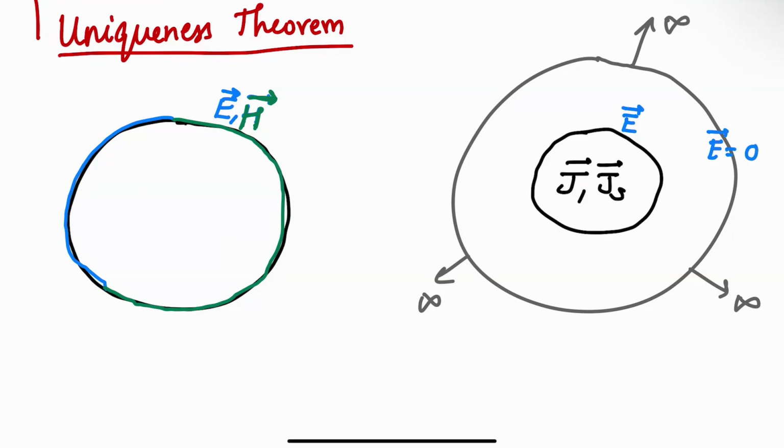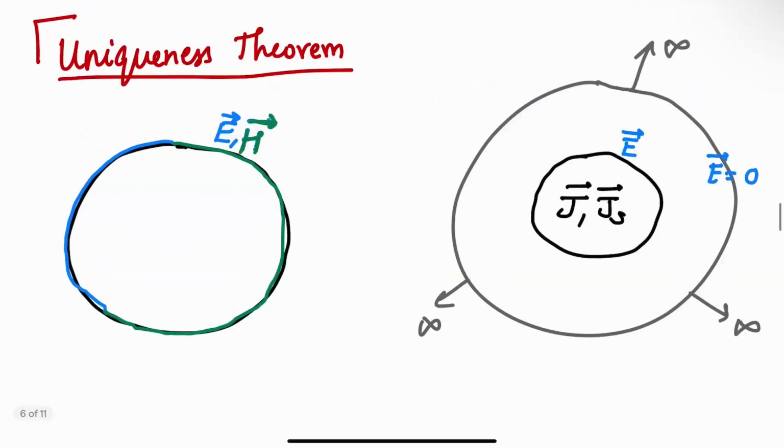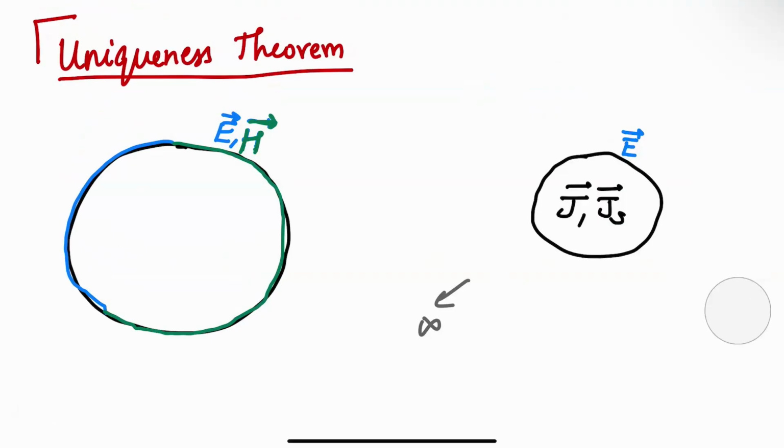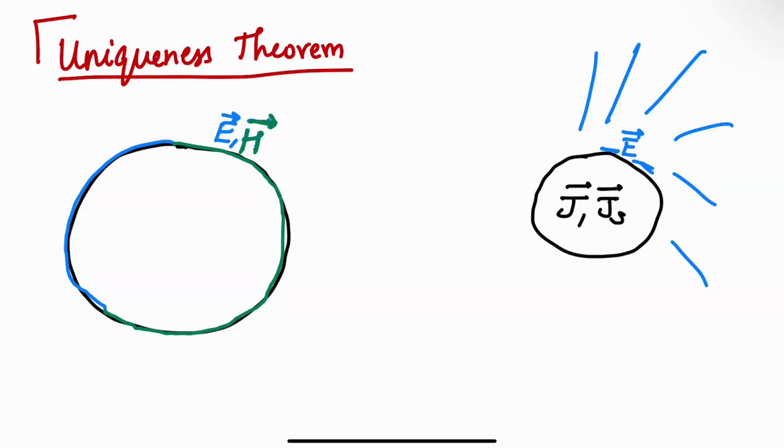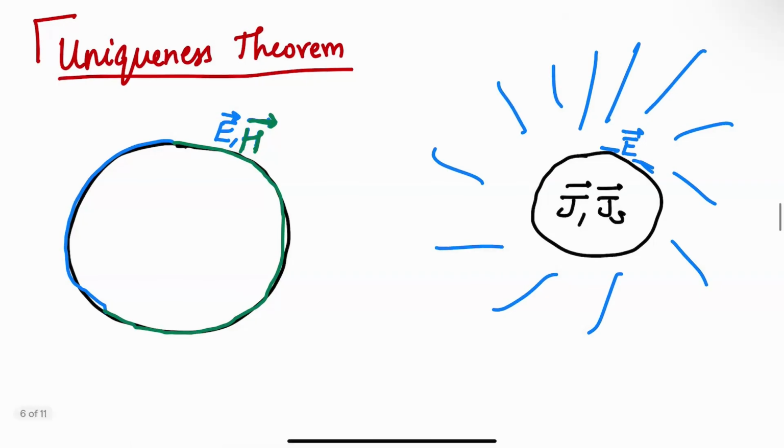So as that surface goes to infinity, I'm left with nothing but this problem. Now I know the fields on the outer surface of this boundary, and it has some currents inside it. From uniqueness, that fully and uniquely determines the fields everywhere else in space, outside these source regions. So that's what uniqueness is saying.